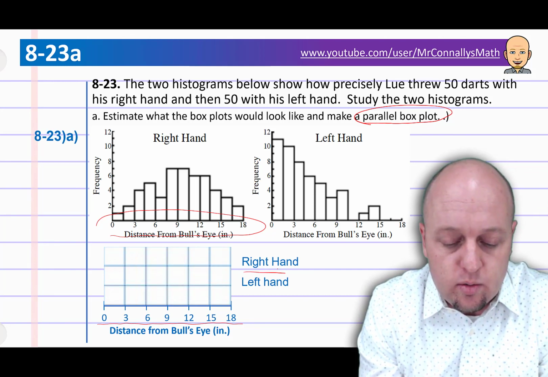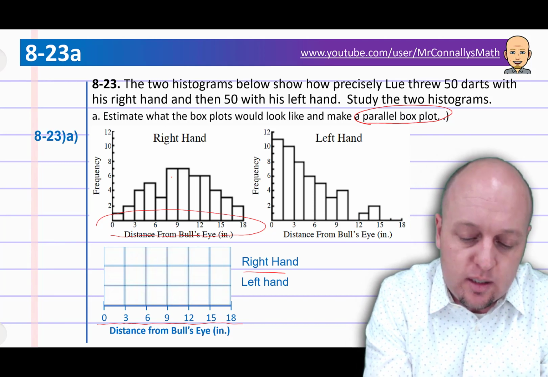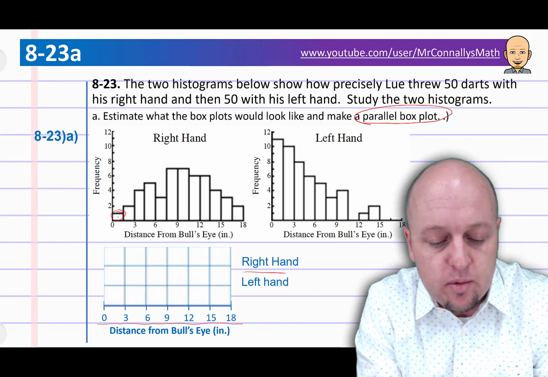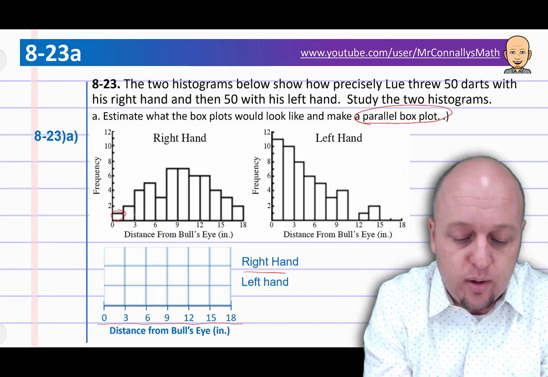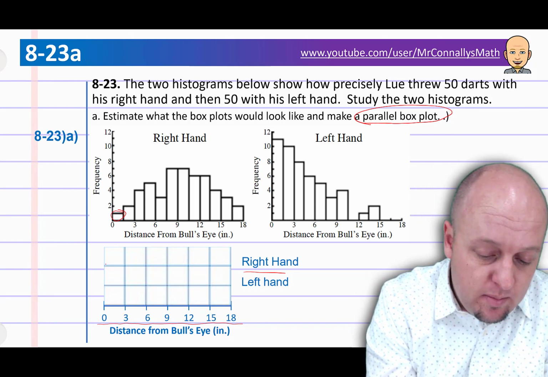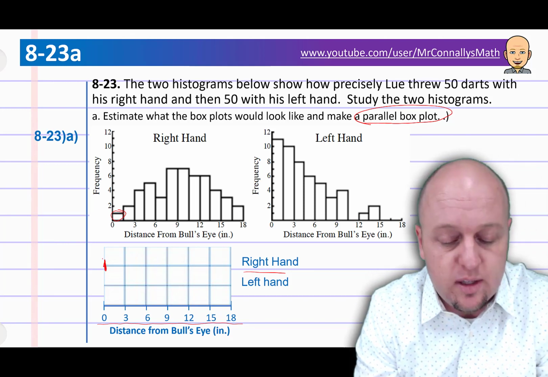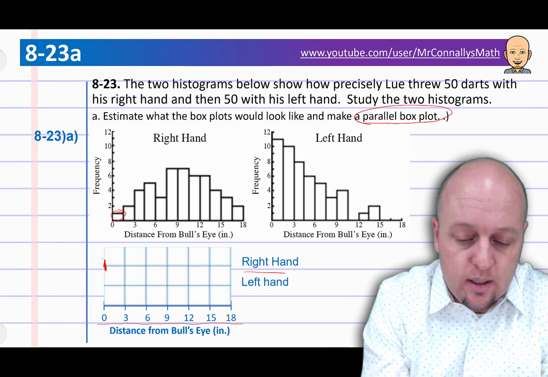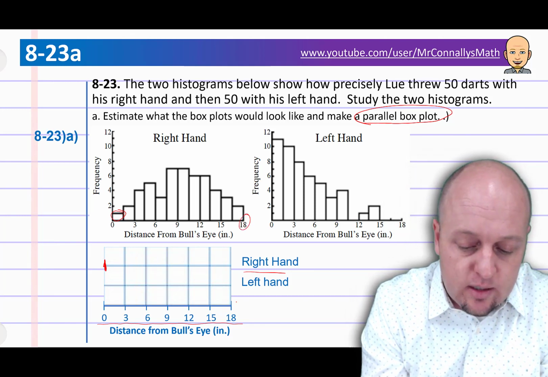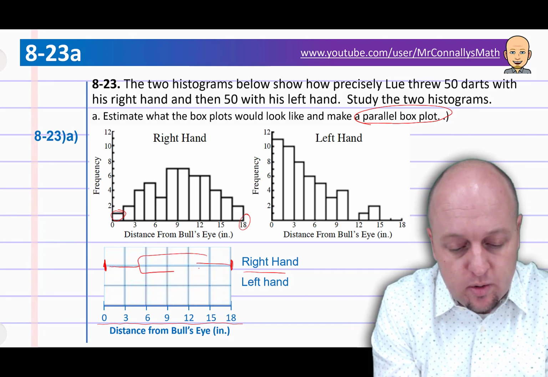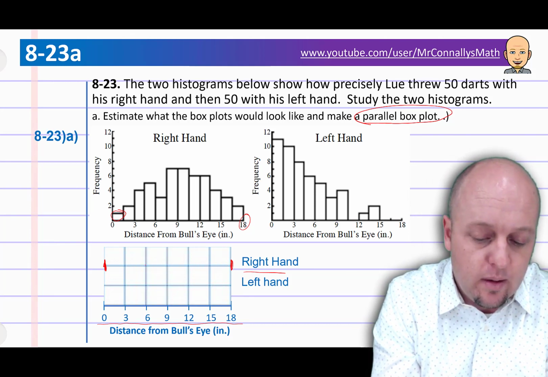For instance, for the right-handed one, let's look at these numbers. This is the lowest number. It could be anywhere between 0 and 3, so let's assume that it is 0. We're just guessing, so it doesn't need to be 100% accurate. Let's put that vertical line there for the minimum on the right hand. And 18 looks like the highest over here, so let's go all the way to the end, and that's 18. So you kind of get the idea. We're going to make a box plot somewhere in there like that.